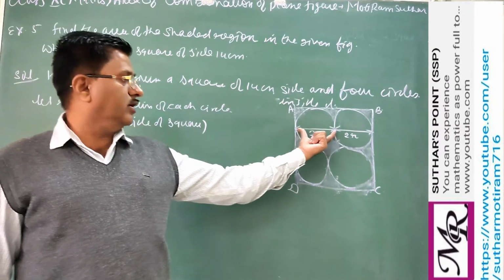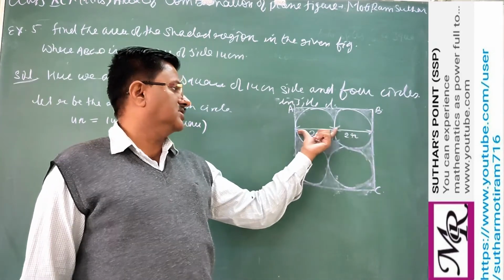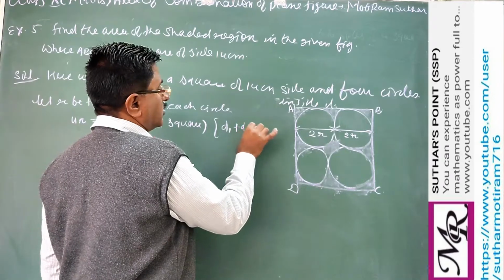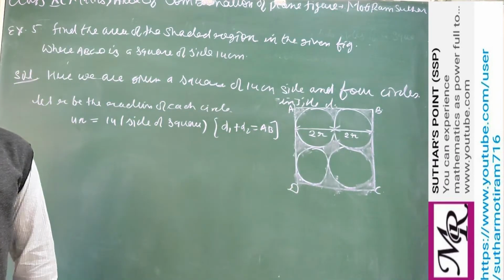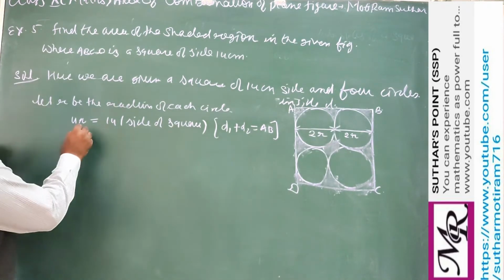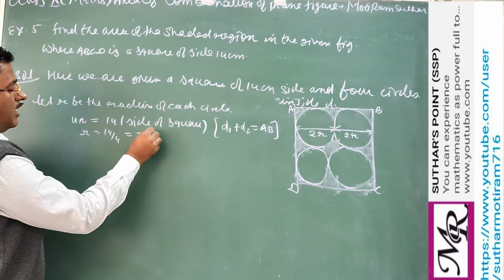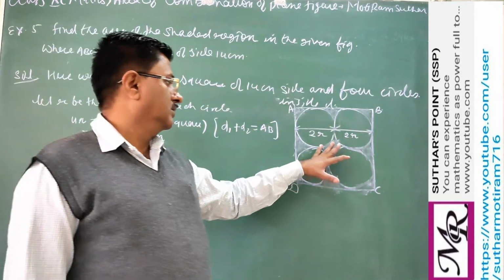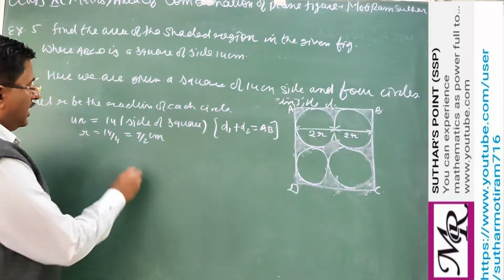4R is the diameter of this, 2R, plus the diameter of this, 2R. So the diameter of this plus this, that is, B1 plus B2 equal to AB. Diameter of first plus diameter of second equal to AB. So we get R equal to 14 by 4, that is 7 by 2. So we get the radius of each circle.